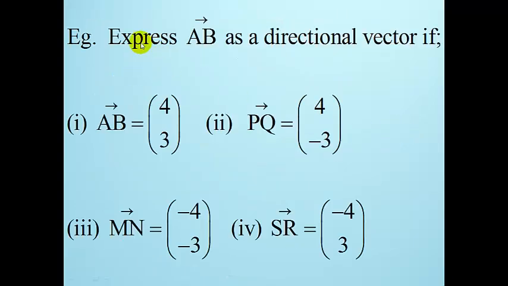Now, example. Express vector AB as a directional vector if vector AB equals (4, 3). We are also given vector PQ to be (4, -3), vector MN to be equal to (-4, -3), and vector SR to be (-4, 3). Now, let's look at how best we can express these given vectors in the directional form.